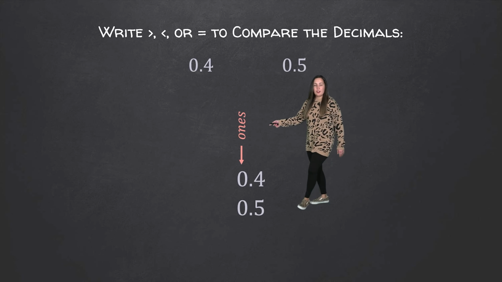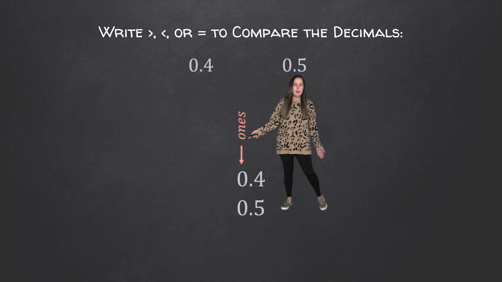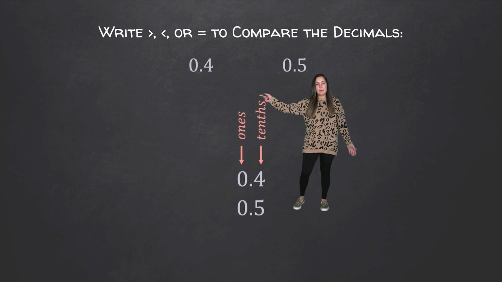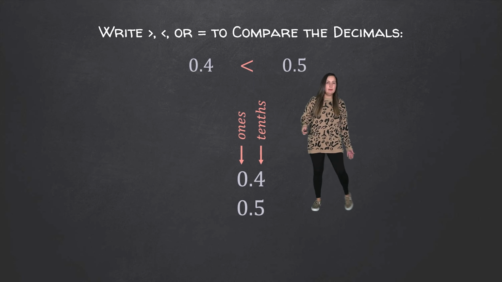So in our greatest place value, which is ones in this case, we have 2 zeros, so we can't really compare them because they're the same. So we're going to move on to the tenths place value, where we have a 4 and a 5. And we know that 4 is less than 5, so that makes 4/10 less than 5/10.